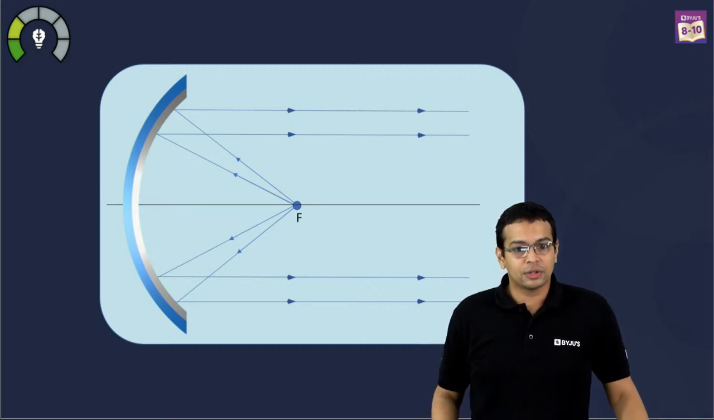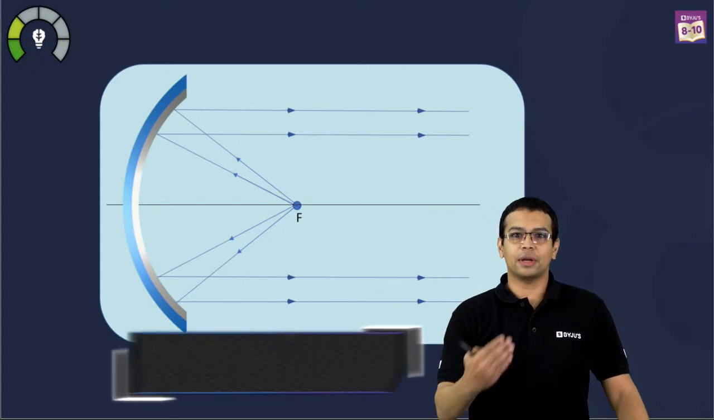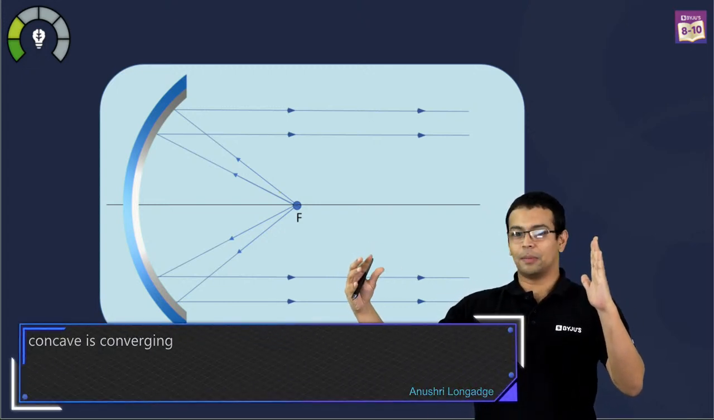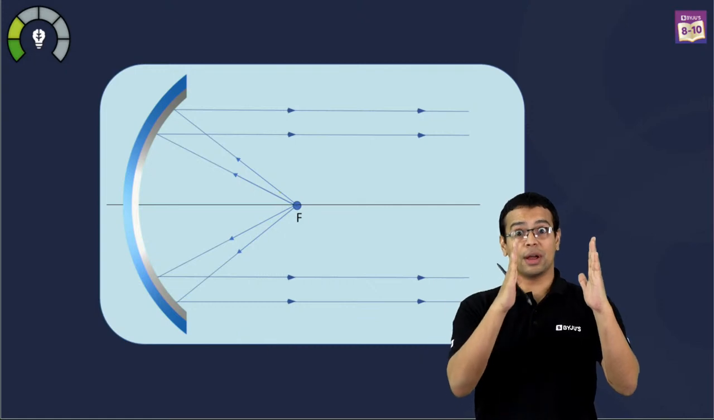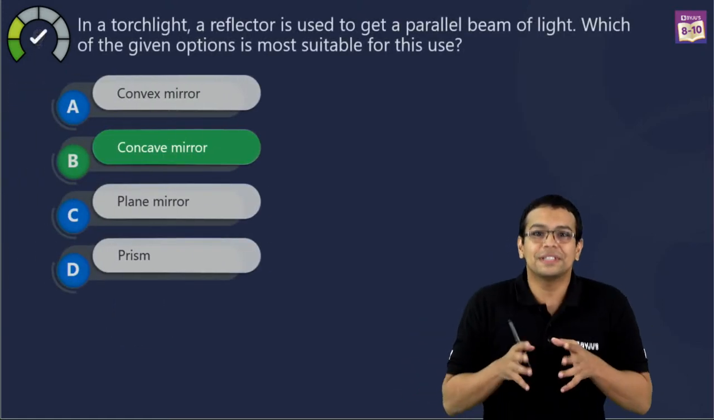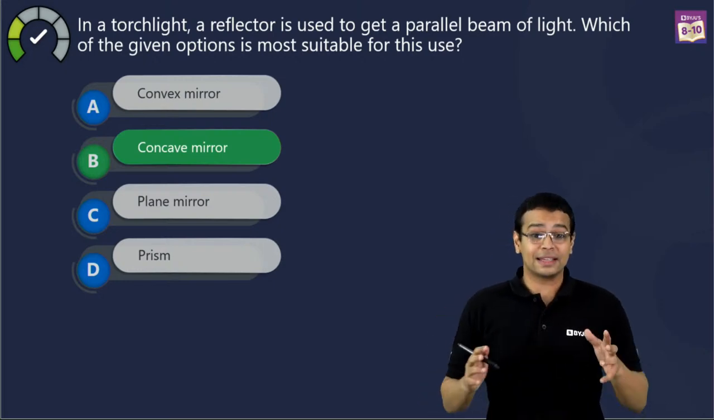Sir, why not plane mirror? Good question. Because if I have to keep something in front of a plane mirror and expect that it'll come out as a parallel beam, unfortunately, this guy is going to block it, right? Think about it, okay? You'll have to imagine. Physics is just about imagining and observing the things that are happening around you.